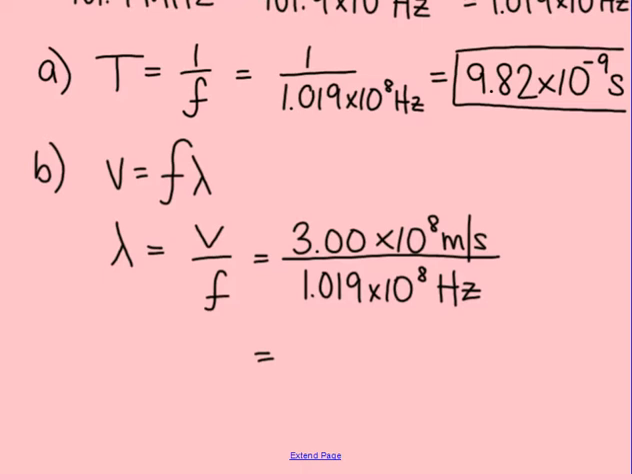Once we divide those two, we find that our wavelength is 2.94 meters. It's a pretty large wavelength, but that's common of radio waves. Notice that wavelength, being a length, is measured in meters.